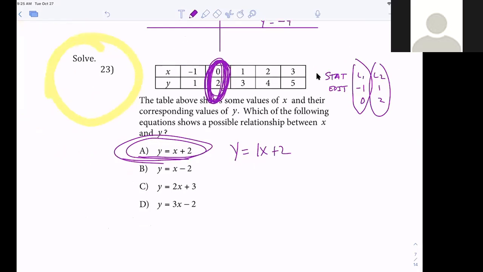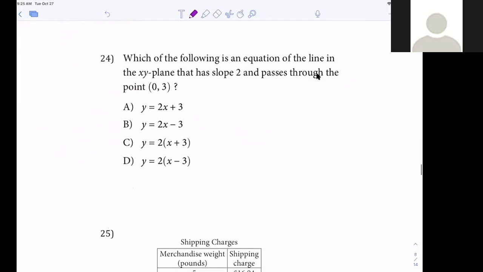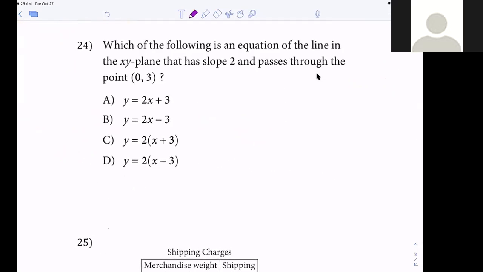All right, here we go. Tell me if that doesn't work. 24, which of the following is an equation of a line in the XY plane that has a slope of 2 and passes through the point 0, 3? I can't help you. Everybody, come on. What is this one? Austin. Why?